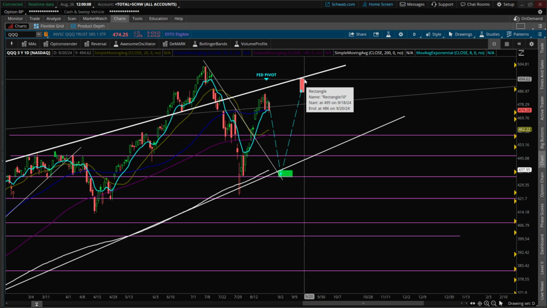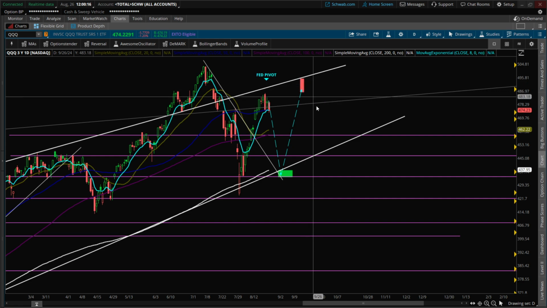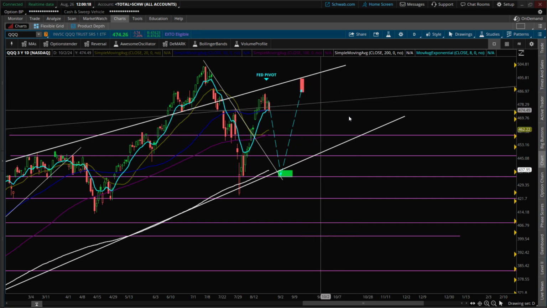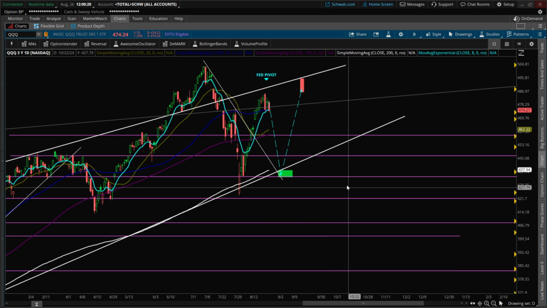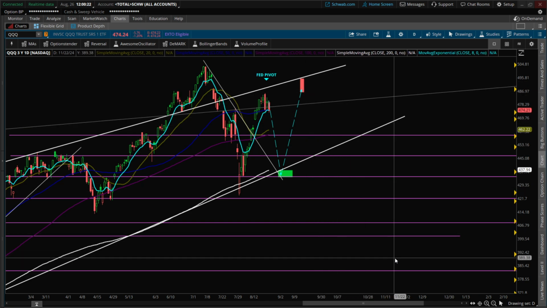So if we get up to 490.95, you better believe I'm doing 2-3 days out on my puts, and then I'll roll those out with the rest of the puts and add on to the later dated at that point, because this is going to be a big drop after this. Okay.